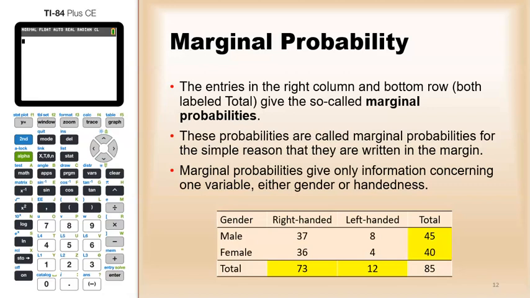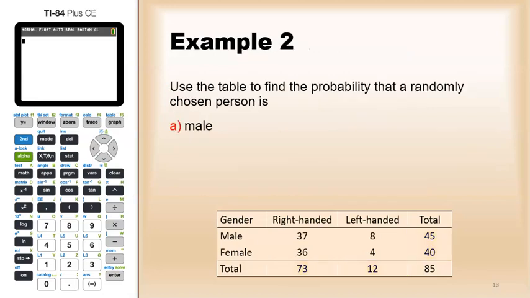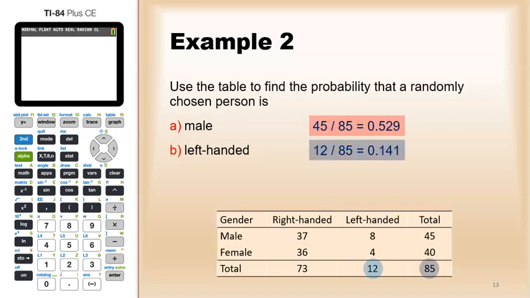One thing to keep in mind is that they only give information about one variable, either male, female, or right-handed, left-handed. It's either gender or handedness. So for instance, if I want to find the probability that a randomly chosen person is male, well, there are 45 males out of 85 people, so the probability is 45 out of 85, or about 53%. If I want to find the probability that a randomly chosen person is left-handed, well, looking at the table, there are 12 left-handed people out of 85, so the probability is 12 out of 85, or about 14%.